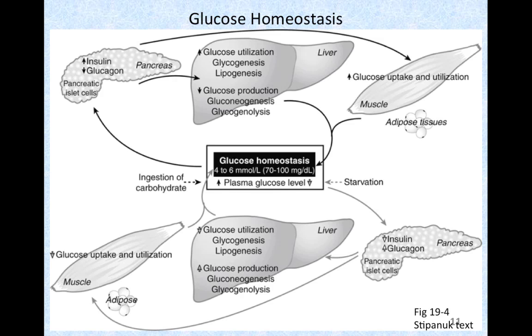So when that insulin goes into the bloodstream, as insulin interacts with the receptors on muscle cells, it basically increases glucose uptake and utilization. When that insulin binds to receptors on liver cells, it also increases glucose utilization. It increases glycogen storage, and it can also increase lipogenesis.